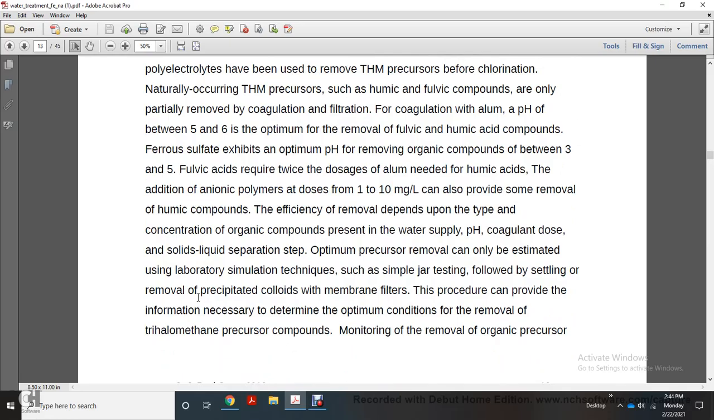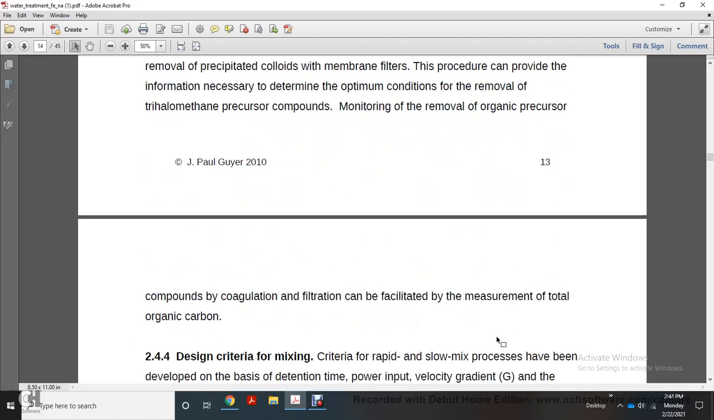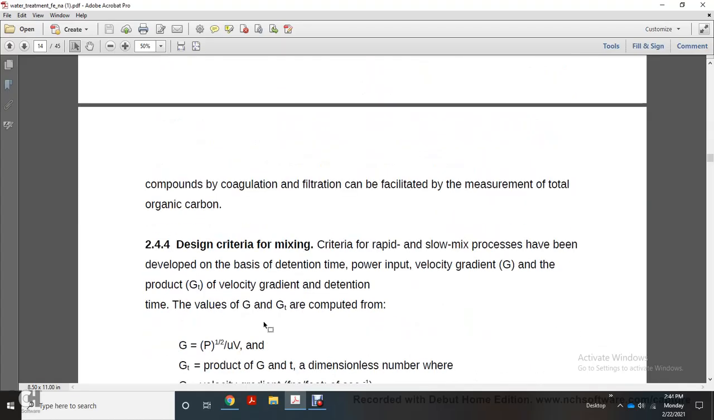Efficiency of removal depends on the type and concentration of organic compounds present in the water supply, pH, coagulant dose, and the solid-liquid separation step. Optimum conditions for precursor removal can only be estimated using laboratory simulation techniques, such as simple jar testing followed by settling and removal of the precipitated colloids with membrane filters. These procedures can provide the information necessary to determine the optimum conditions for removal of trihalomethane precursor compounds. Monitoring the removal of the organic precursor compounds by coagulation and filtration is facilitated by measurement of total organic carbon.